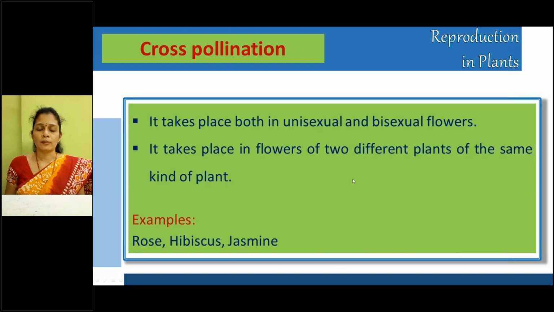It takes place both in unisexual and bisexual flowers. It takes place in flowers of different plants of the same kind of plant. So examples are rose, hibiscus, and jasmine.